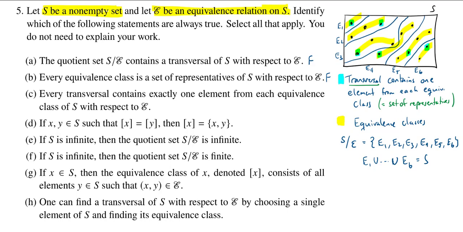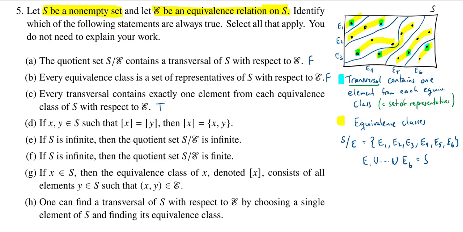All right, part C: every transversal, and we have a transversal here, contains exactly one element from each equivalence class of S with respect to E. And that's exactly what a transversal is. It contains one element from each equivalence class. So this one is true.